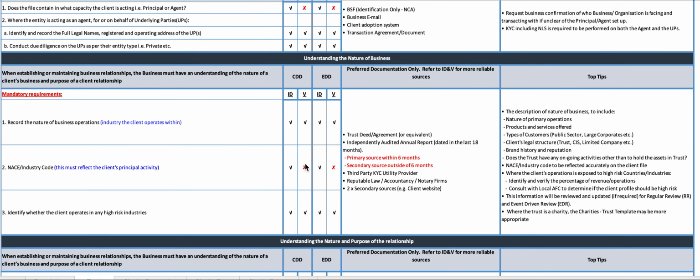And understanding the nature of business, so you need to understand what the business operates in, what it does. You don't need to verify the NAICS or industry number for CDD and EDD, but ideally you want to identify it and identify whether the client operates in high risk industries. It can be obtained from the trustees and agreements, and annual reports are a really good one to get that information from as well.